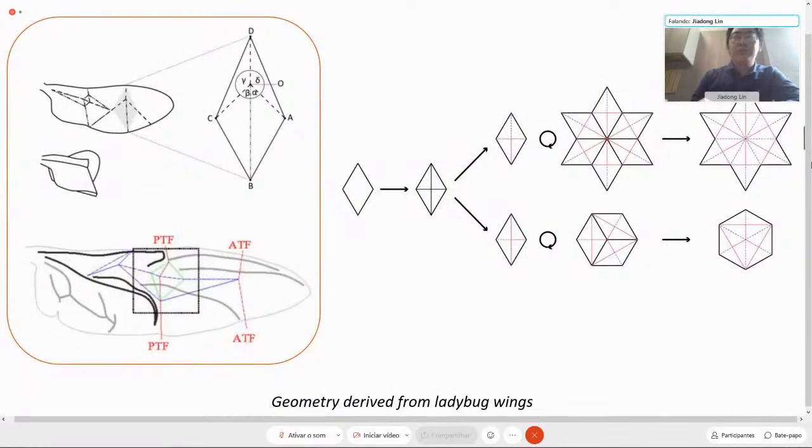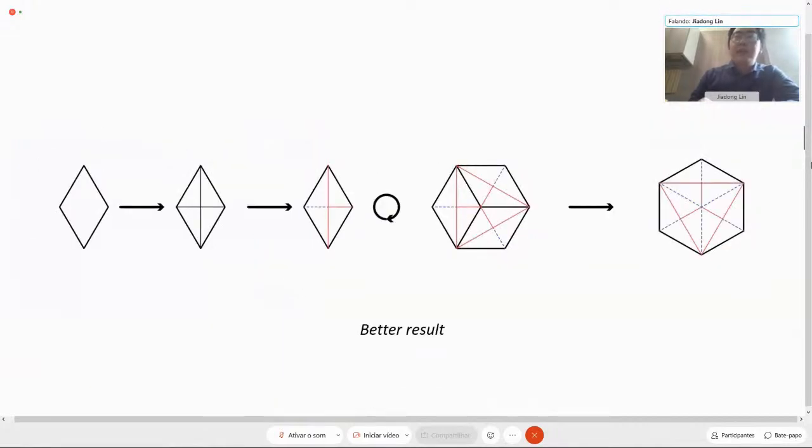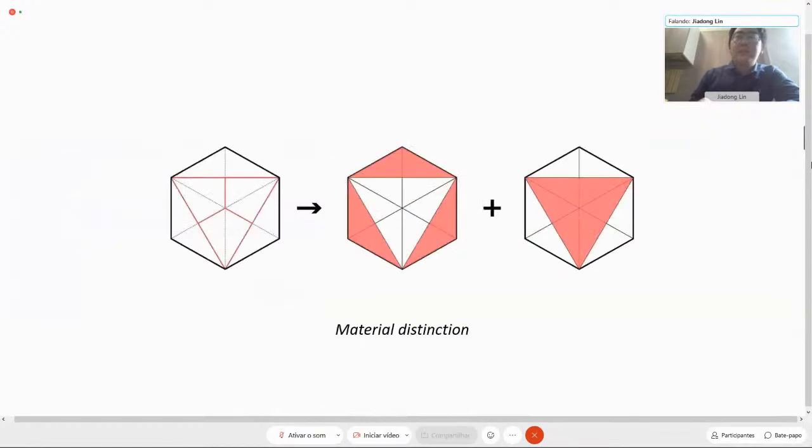From here, we are going to show the design flow of our final choice. The geometry derives from the classical pattern of ladybug wings. With this pattern and the structure of the wings, which will affect the mechanism of the facade, we build two shapes. And we choose the better one, considering the geometry, construction, and the maintenance.